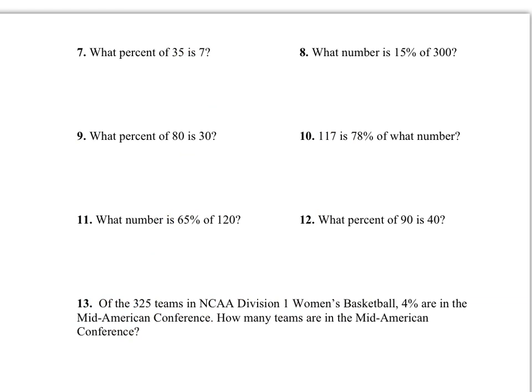All right, let's go on to the next page and take a look at number 7. Number 7 asks, what percent of 35 is 7? So we're going to set up our proportion. We don't know the percent, so that's where x goes over the 100. It says what percent of 35, so that's the whole, is 7. That's the part. Now we can use cross products to solve. We have 35 times x equals 7 times 100. So 35x equals 700. I'm going to divide each side by 35.